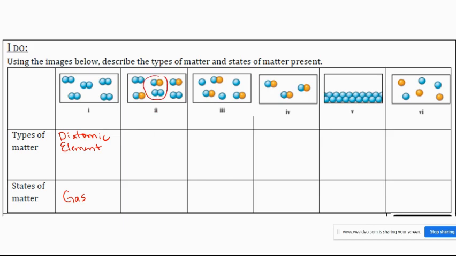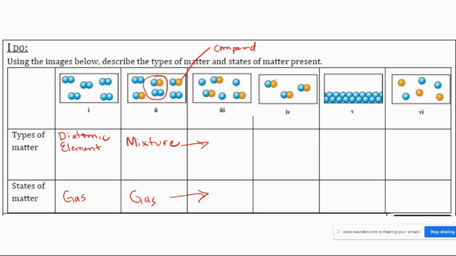All right, what about this guy? Is this the same as this? No. So this is a mixture. This is a diatomic element. This is a compound here. But when they're in the same container, it's going to be considered a mixture. And again, I would call this a gas, or a liquid. Probably a gas. How about this guy? Mixture of element and compound. And again, I would say that this is a gas.